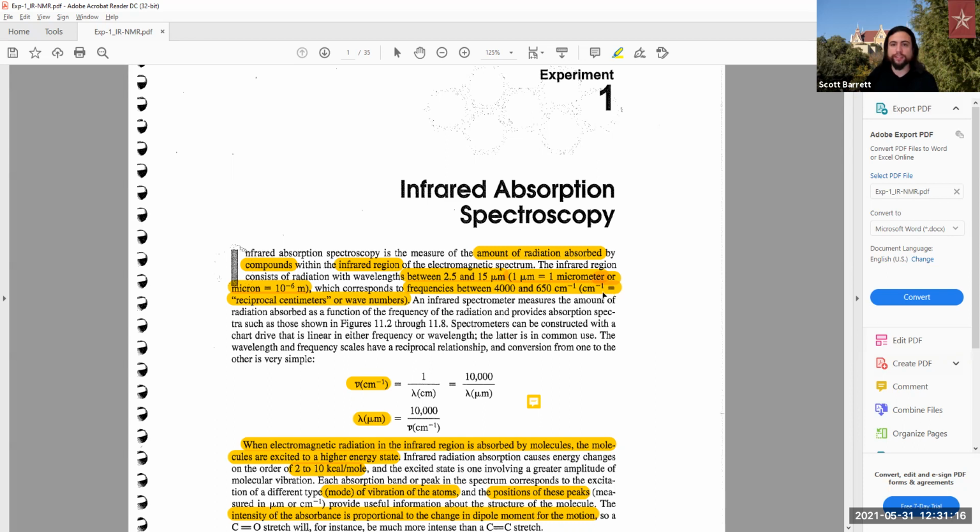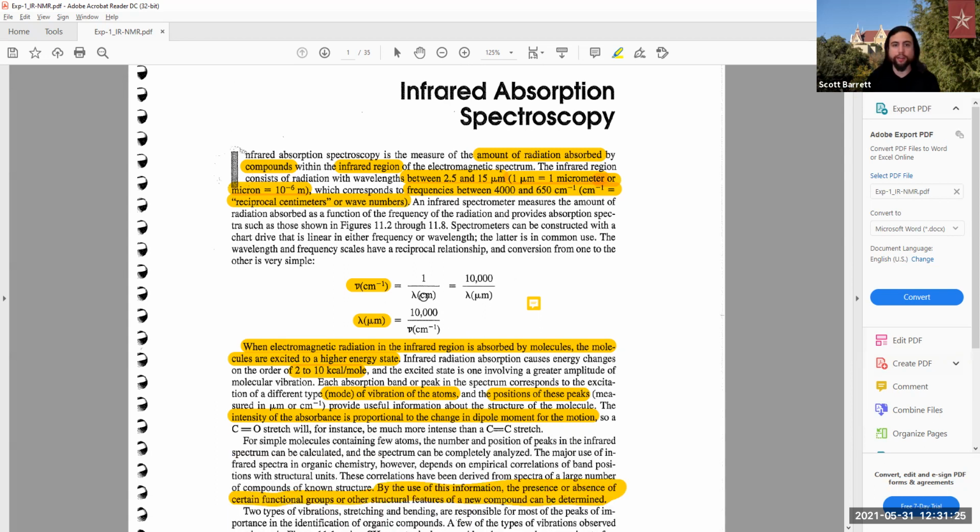The inverse centimeters, which is also known as reciprocal centimeters or wave numbers, is the way that we will describe this unit. Here you can see that frequency is equivalent to 1 over the wavelength in centimeters, or 10,000 over the wavelength in micrometers. This V is also known as frequency, and this lambda is known as wavelength below here in micrometers, which would be 10,000 divided by the given frequency.